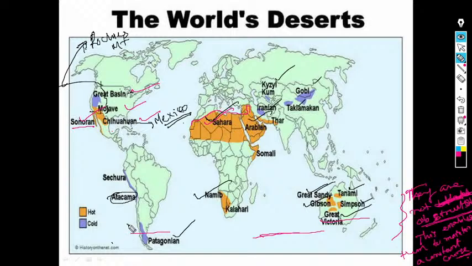Okay, because in latitude, when you see Patagonia, Patagonia is near 45 degree latitude. Then here you see Sechurian is a desert. This is near to the equator.